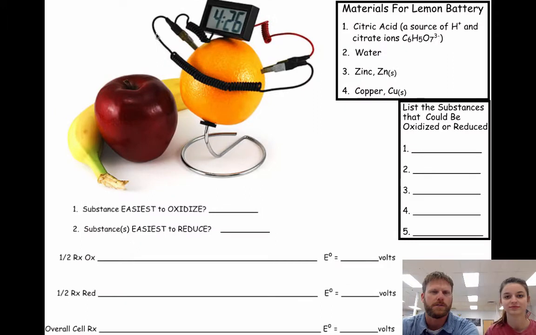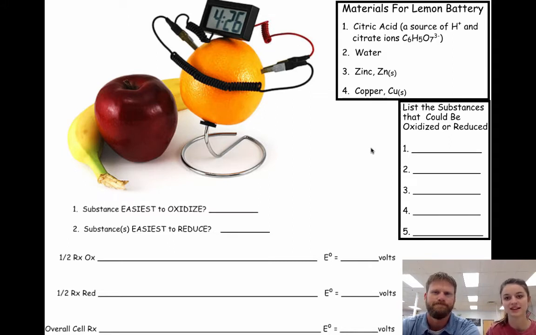All right, I'm here with Kristen. She's going to help us work through this example of an orange being used to power a clock. So Kristen, these are the substances used to make this battery that is powering the clock. So what should I put in my list of substances to be oxidized or reduced?